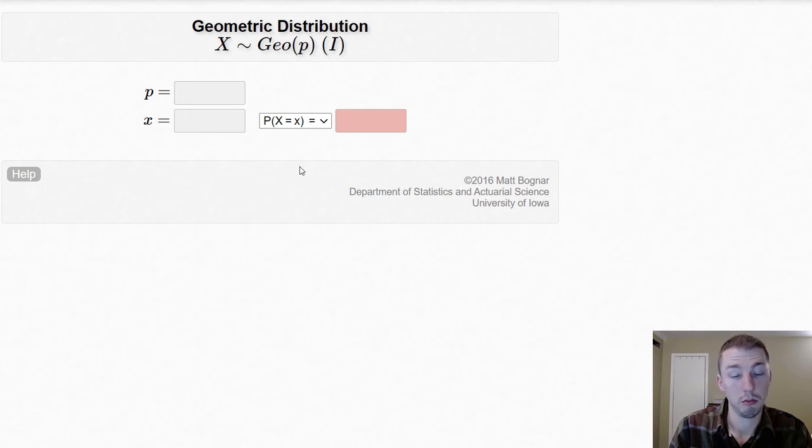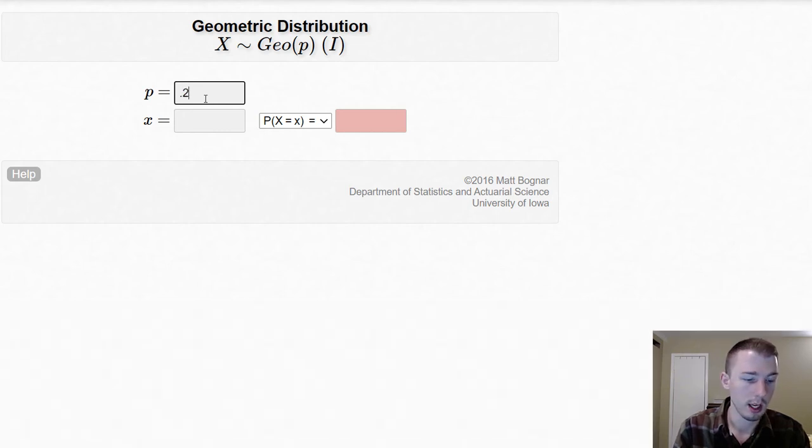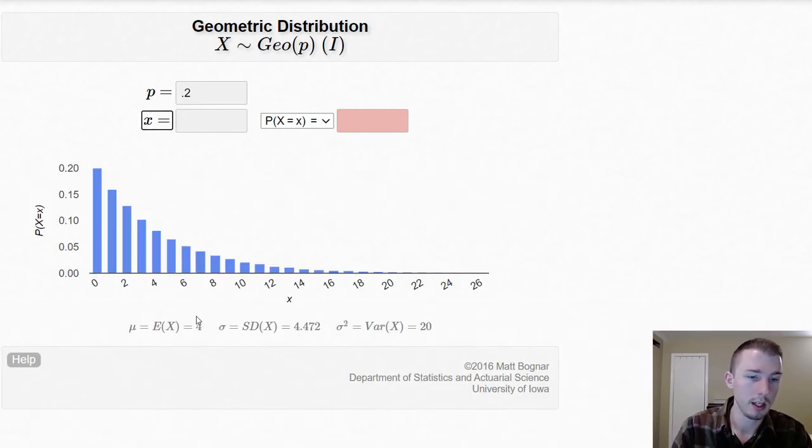Matt Bognar. Anyway, so basically we want to graph out the geometric distribution, and you can use this applet. I would actually have it up on your iPad while you're doing the work if you can, but it's really nice to help visualize what's going on as you do this. So our probability of success was 0.2. All right, and then that's going to graph out the shape.